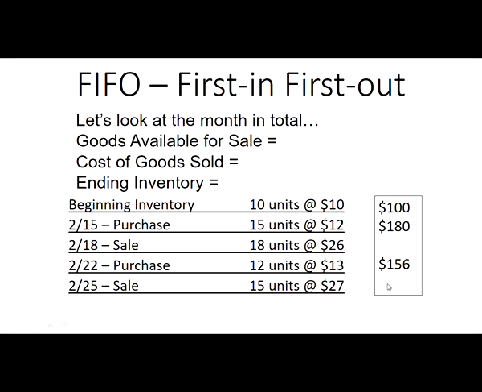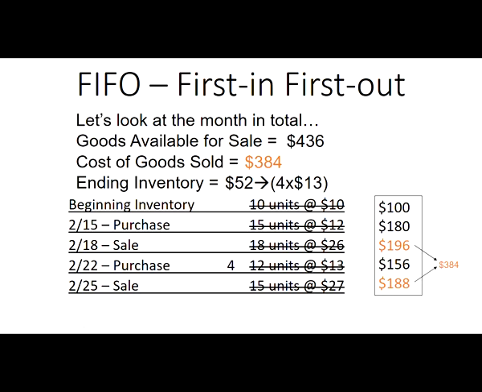So in this case, my goods available for sale is my beginning inventory, which was 100, plus my 2 purchases for $180 and $156, leaving me with a goods available for sale of $436. I can also add the 2 cost of goods sold numbers I just calculated on the previous slides. So I calculated $196 from sale 1, $188 from sale 2. That gives me $384 in total of cost of goods sold. And remember that those 4 units that we had left from the February 22nd purchase, well, that's my ending inventory. My ending inventory is these 4 units times $13 or $52.